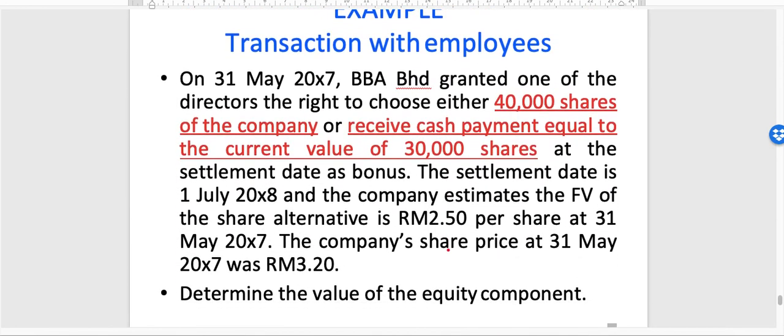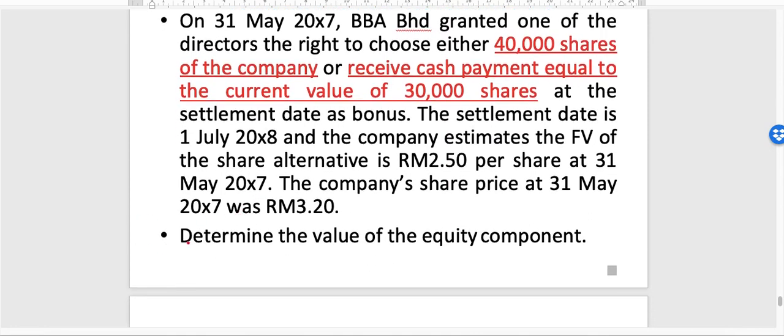This is a transaction with employees. On 31st May year 7, you grant one of the directors the right to choose either. So this is also the counterparty having the right to choose. So again, the company effectively issues a compound instrument. So either they will receive 40,000 shares or cash that is equivalent to 30,000 shares at the market value.